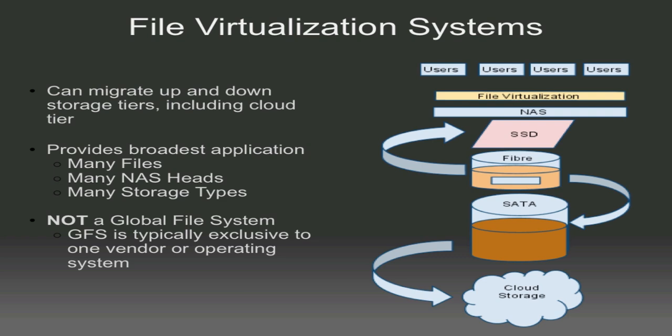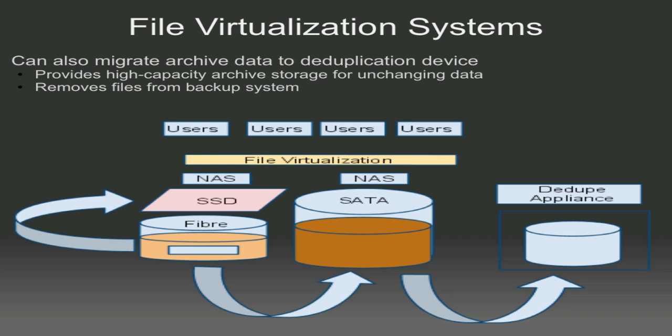So again, just as a quick review. File virtualization can be done on an appliance that sits in between the NAS and the users, and then can automatically move data between different types of tiers. So here in the picture you see solid state disk, fiber channel, SATA, and in this example, cloud storage. So it can automatically move up and down between those tiers depending on a variety of parameters that the user can set. So let's talk about some specific examples.